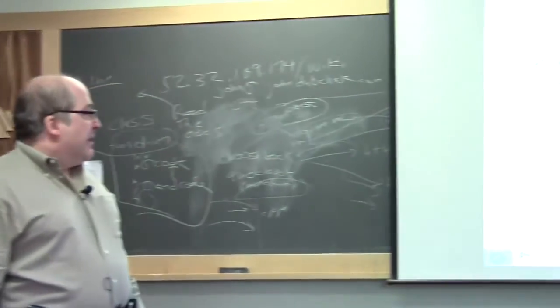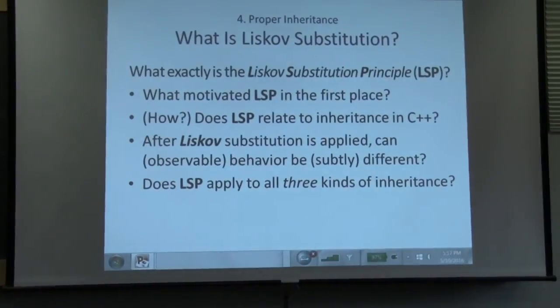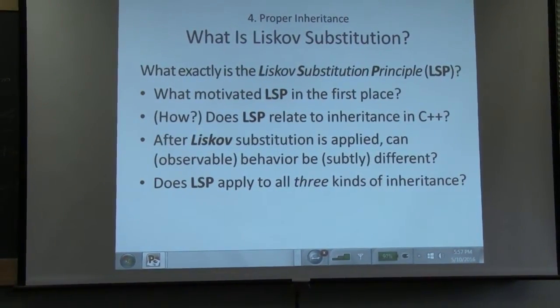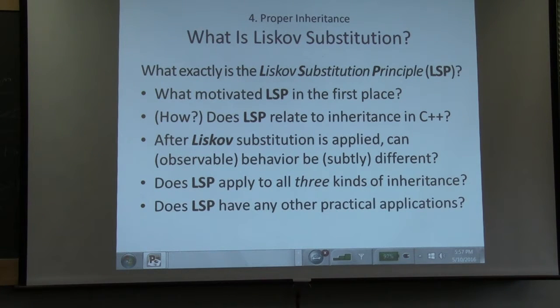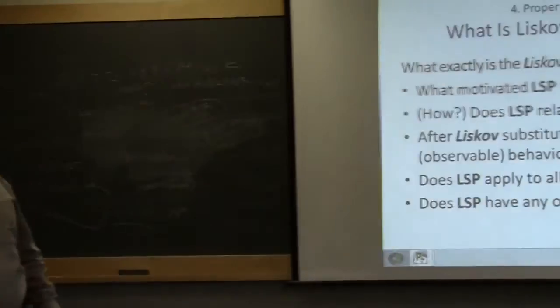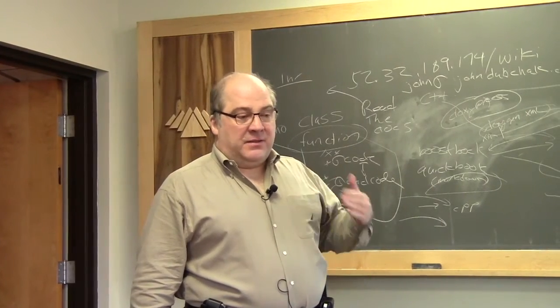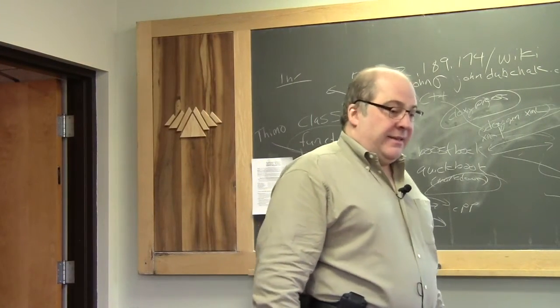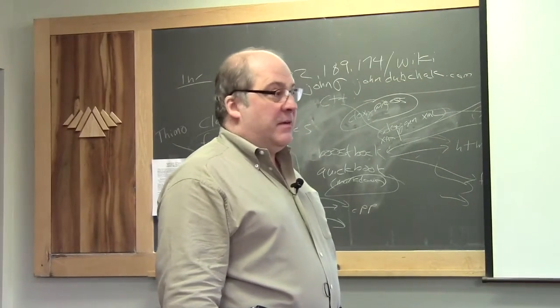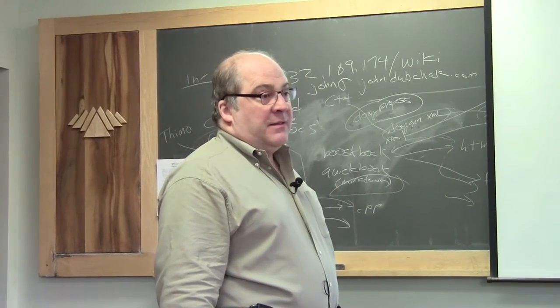Does it apply to all three kinds of inheritance? This is all just baiting you. Does it have any other practical applications? The key point here is we have to know what Liskov substitution is. Does anybody feel like giving it a shot? You're going to do it? Okay. If it looks like a duck, it should act like a duck. It was said, if it looks like a duck, it should act like a duck. That sounds like as good a definition as I've heard, although I don't know what it means.